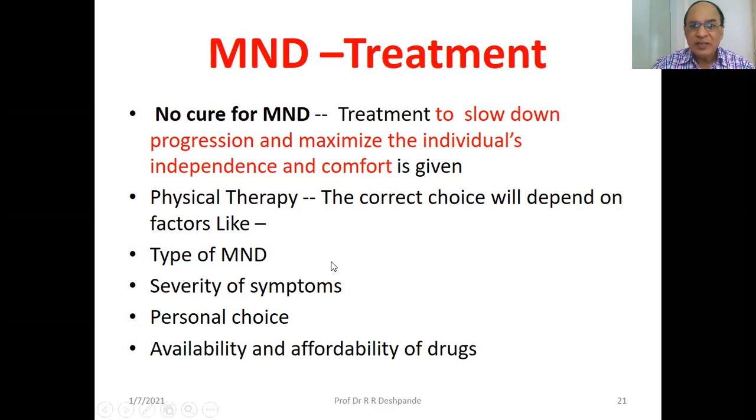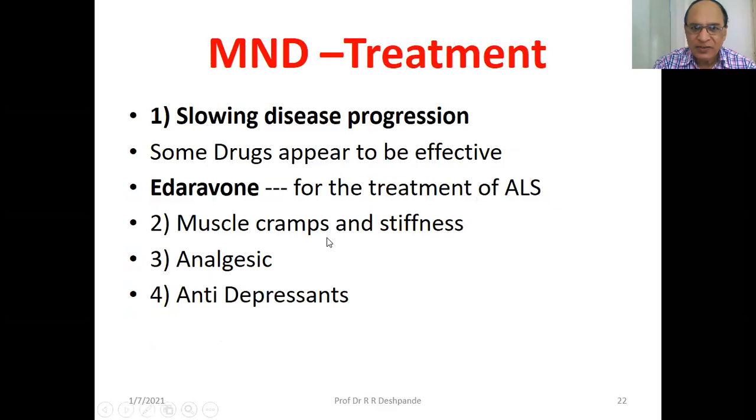Okay, the choice of physical therapy will depend on which physiotherapy, the type of the MND, severity of the symptoms, personal choice, and availability and affordability of any particular medicines. All four factors are considered and the physiotherapy is advised. How to slow down the disease progression? Some drugs, some medicines in allopathy. For example, you can see the name Edaravone.